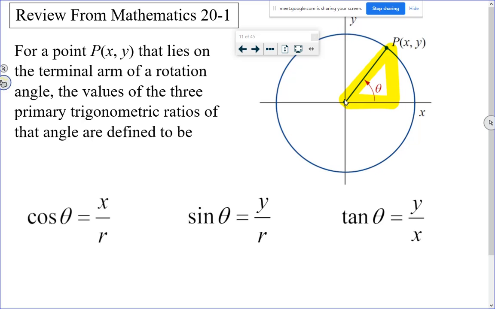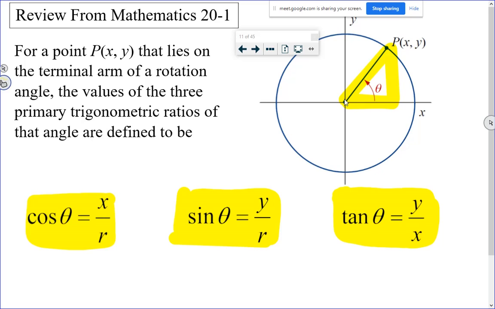So cosine is normally adjacent over hypotenuse, but we don't have an adjacent. We have x, and we don't have a hypotenuse. We have r. You need to know these 3 definitions from Math 20-1. And in Math 20-1, we decide to give them to you on a formula sheet. These are not on your 30-1 formula sheet, so you need to know these. Tangent is y over x, sine is y over r, and cosine is x over r.